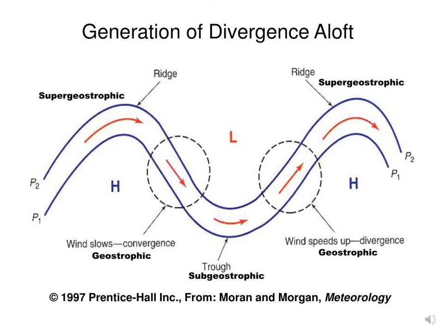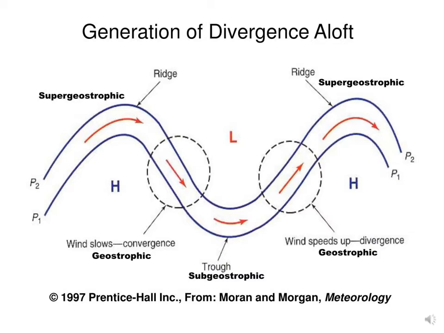So here we have an example of air that is flowing around a high pressure and then around a low pressure and then around a high pressure. And if we deal with the gradient wind balance, you'll remember that air flowing around a high will be supergeostrophic. It will be flowing parallel to the isobars, but will be stronger than the geostrophic wind.